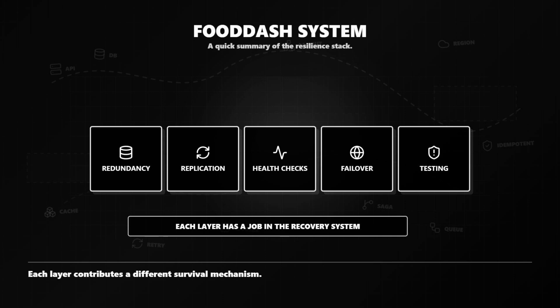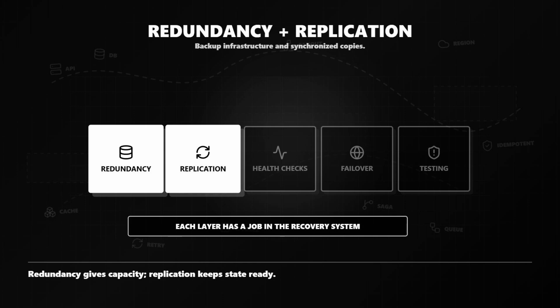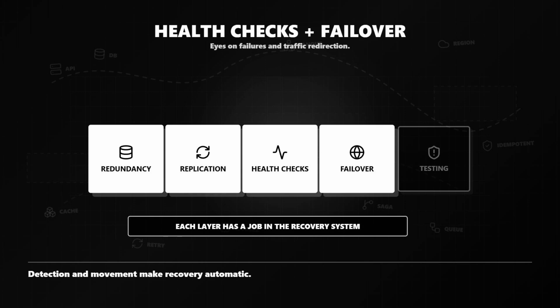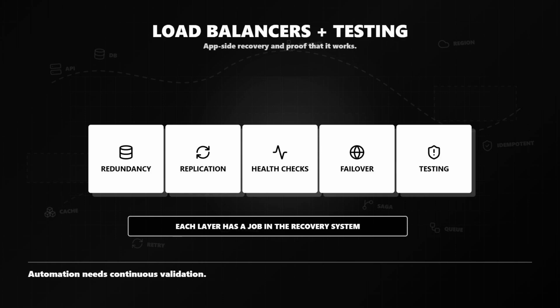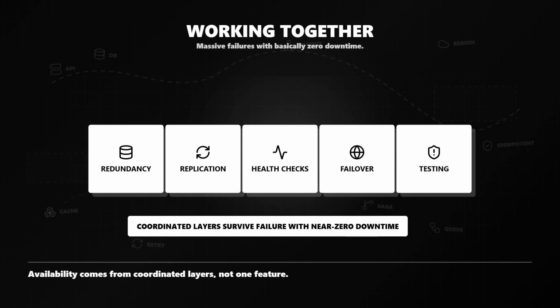Redundancy gives us our backup infrastructure. Replication keeps those backups perfectly synchronized. Health checks act as our eyes, continuously watching for failures. Failover seamlessly redirects the traffic. Load balancers automate the recovery on the application side. And of course, rigorous testing ensures the whole shebang actually works when it matters most. Working together, these components let us survive massive failures with basically zero downtime.